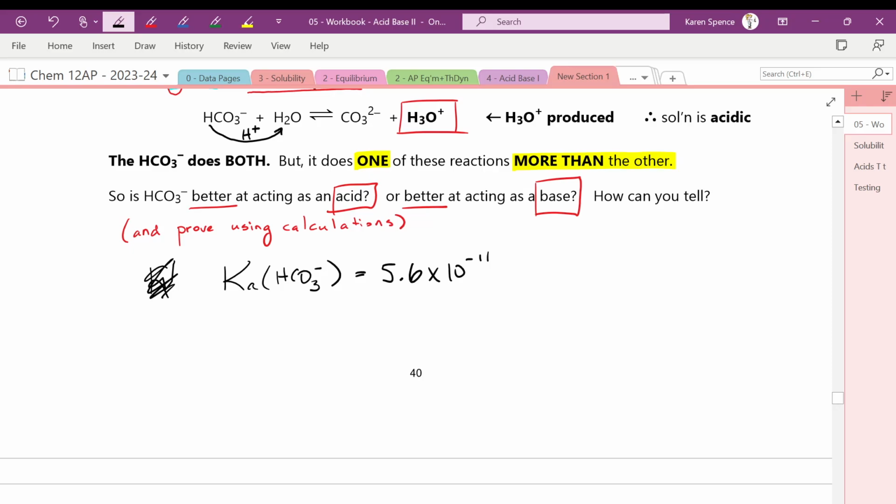But we also need to find the Kb of HCO3 minus. How many of you have calculated the Kb of HCO3 minus? 5 of you. The rest of you need to right now calculate the Kb of HCO3 minus. This is going to be on your quiz on Tuesday, doing this kind of calculation. So if you've not yet done it, do it now.